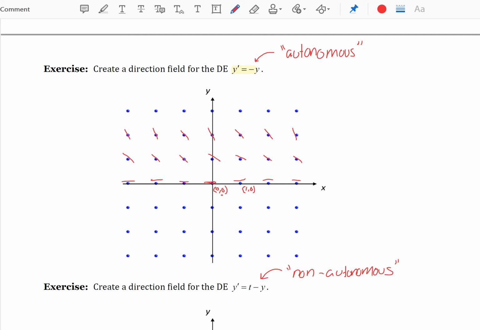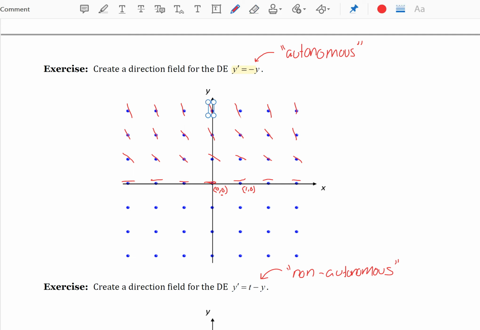Along the line y equals 3, all these would have the same slope. It'd probably be a slope of negative 3. You can see where this is getting hard to make it look accurate, but make it look steeper. Oh, that middle one looks a little steep. Maybe rewrite that one.